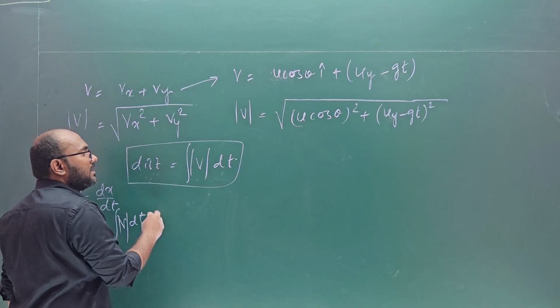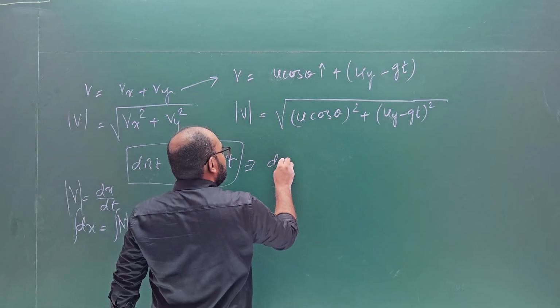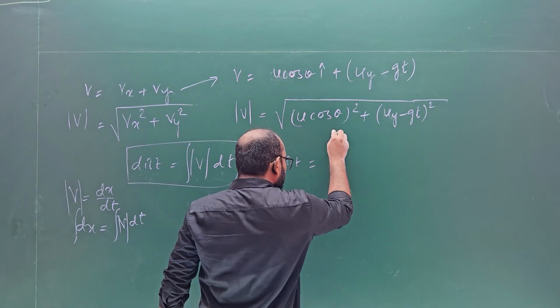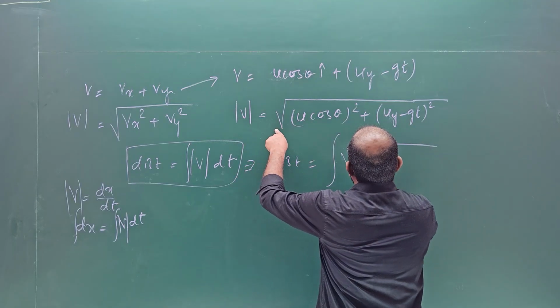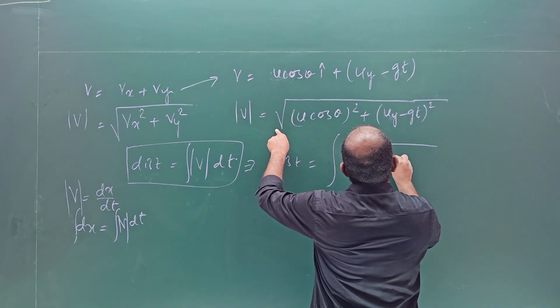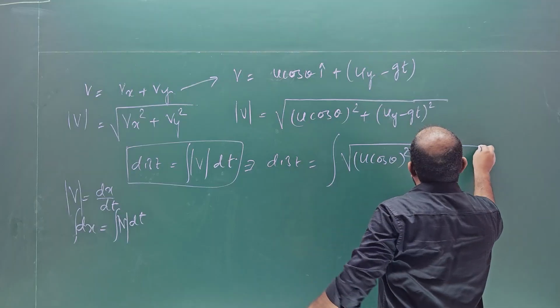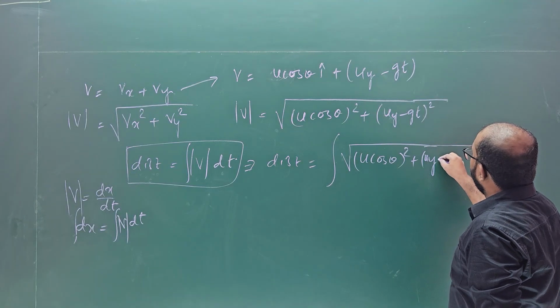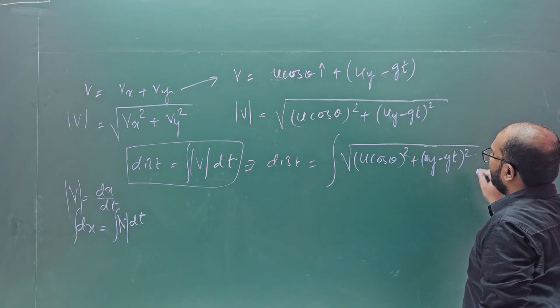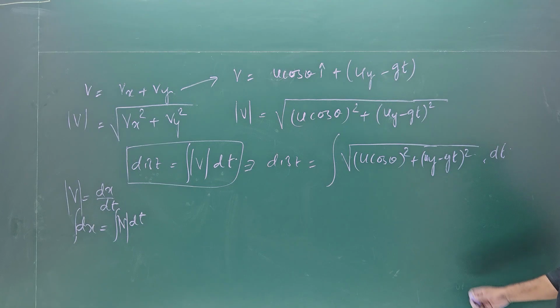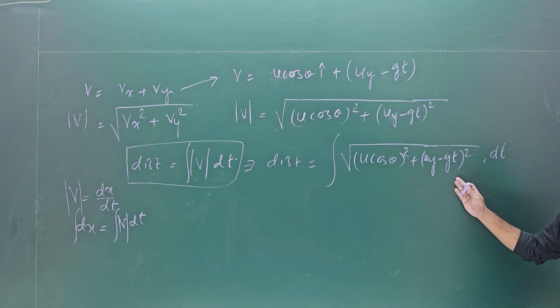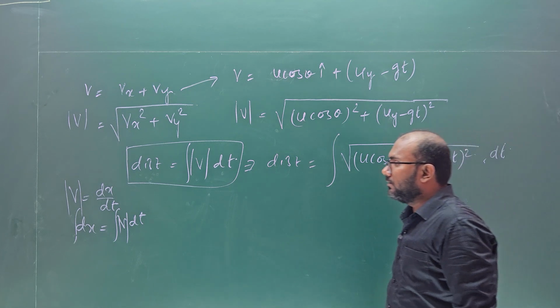Or if you want to expand this, you can expand it also. So distance can be written as the integral of the magnitude of what? Under the root of (U cos theta) squared plus (Uy minus gt) squared, dt. Okay, this is how we can calculate what? Distance. Okay, all you need to do now is substitute the values.